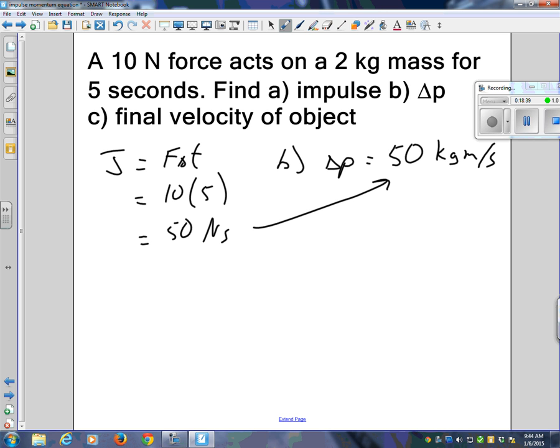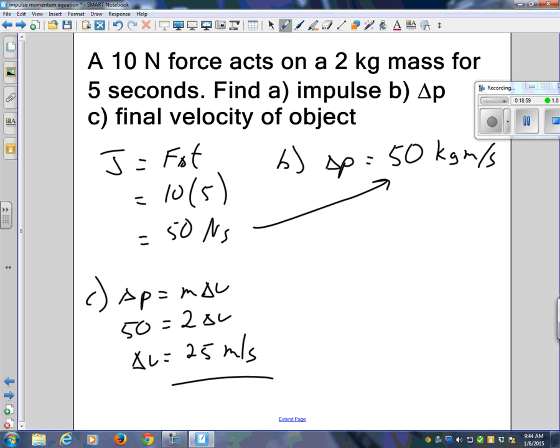And now find the final velocity of the object. Let's see. Delta P is equal to m delta V. 50, the mass is 2. Delta V, 25 meters per second. Does that make sense? I think when you see it, you go, okay, yeah, that's easy, right? Again, it's how do I write it down that's the hard part, right? And that just comes from practice and experience and confidence.